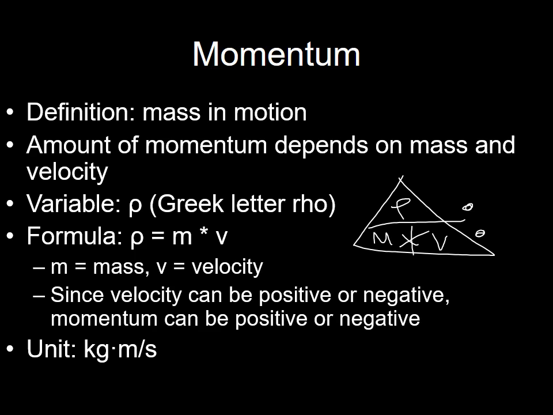The unit for momentum is simply the unit for mass squished together with the unit for velocity, so it's kilogram meter per second. Again, you have to be careful and watch the placement of your multiplication and division symbols because that changes what the unit means. So let's take a look at some examples.